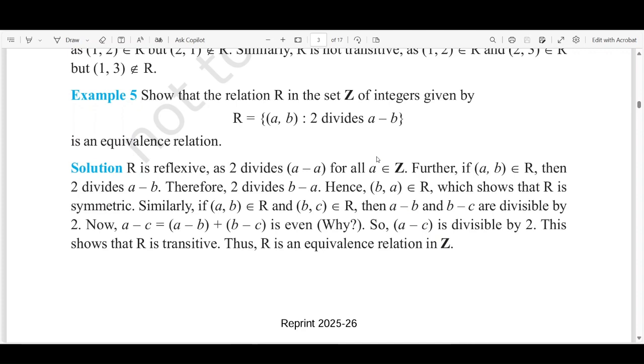Similarly, if you take one element to be 1 and another element to be an even integer, their difference will be an odd integer, which is not divisible by 2. Therefore, the set of even integers will not be related to 1. If you take one element to be 1 and the other element to be an odd integer, then their difference will be an even integer, which is divisible by 2. Therefore, all odd integers are related to 1.